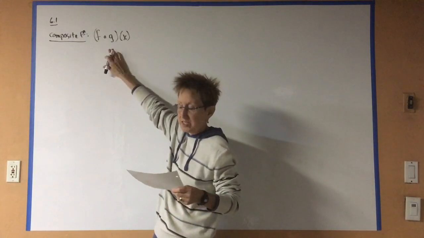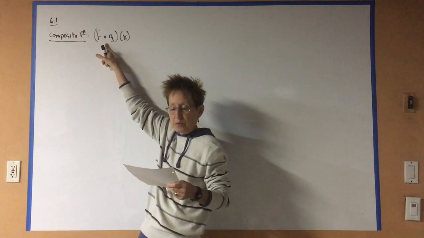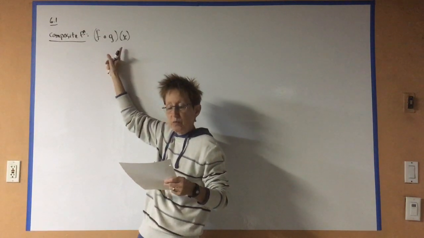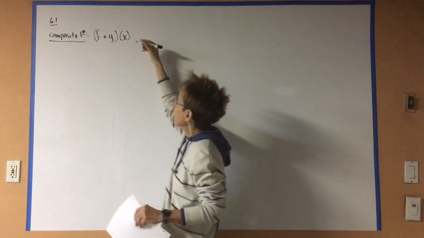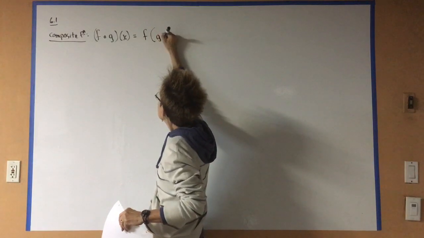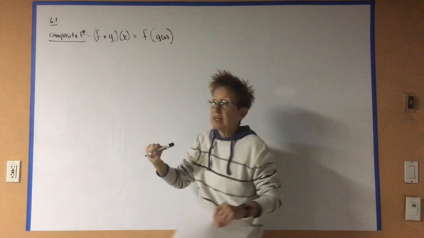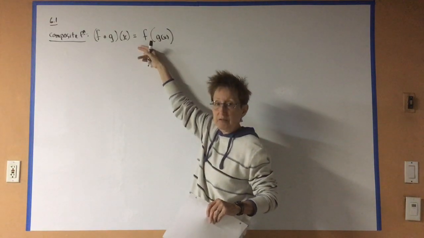So this is written with a tiny little open circle here. It's f composed with g, or f of g of x. And what it means is f of g of x. In other words, I'm going to put g's function into f's function.